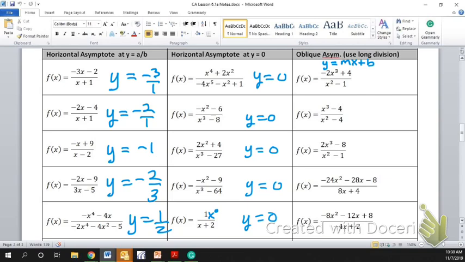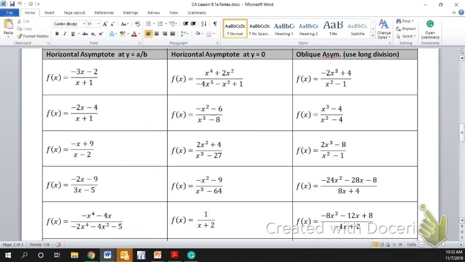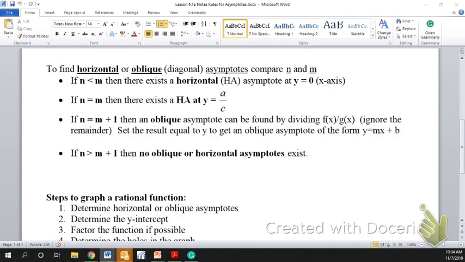But for right now, I want you to go back to your reference page. Go back to your reference page, and let's go through those rules again, because you're going to forget this by the time you go to your homework, which means you can go back and watch the video again, or you can go to your reference sheet and look at it. So my reference sheet is right here. What are the rules for horizontal and oblique asymptotes?